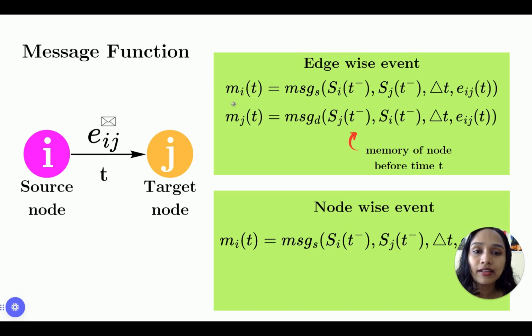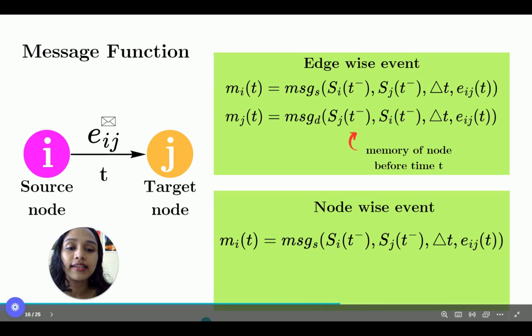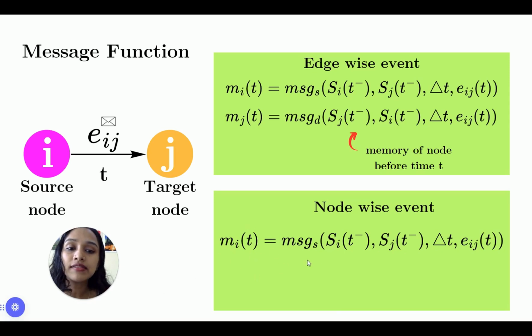So it calculates the updated memory based on the interaction that happened at the previous instance of time and the current instance of time. For a node-wise event, it is also the same. It will update its memory at time instance t based on the event that happened in the previous time and the current time. So these are the two types of events that can happen in a graph: an edge-wise event or a node-wise event.